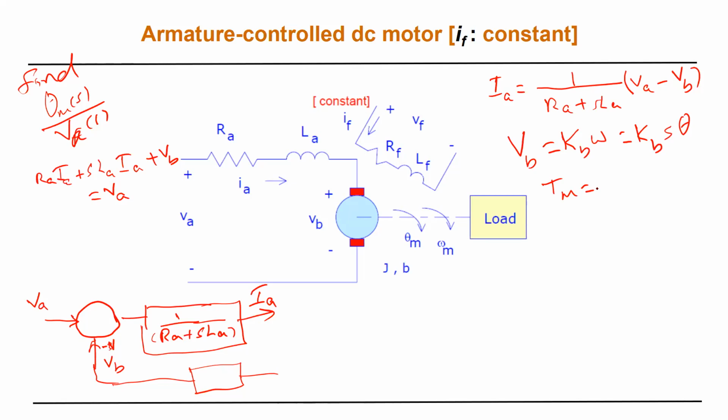What's Tm equal to? It is K multiplied by the two currents. Tm is proportional to K, Ia, If. If is constant now, so I included it in the Km constant. We put one of them as constant to avoid the multiplication of the two. Exactly. So this is Km.